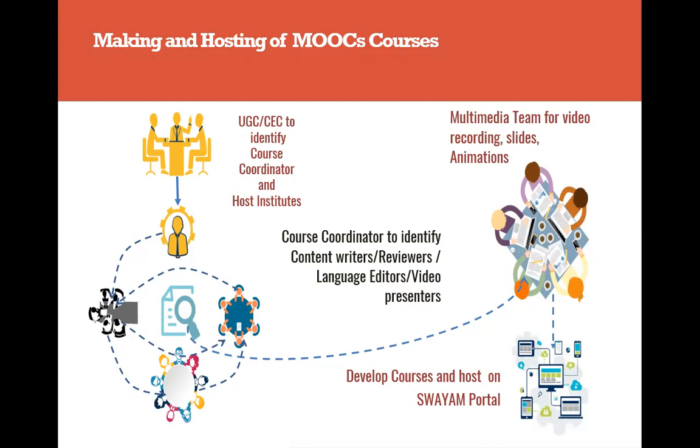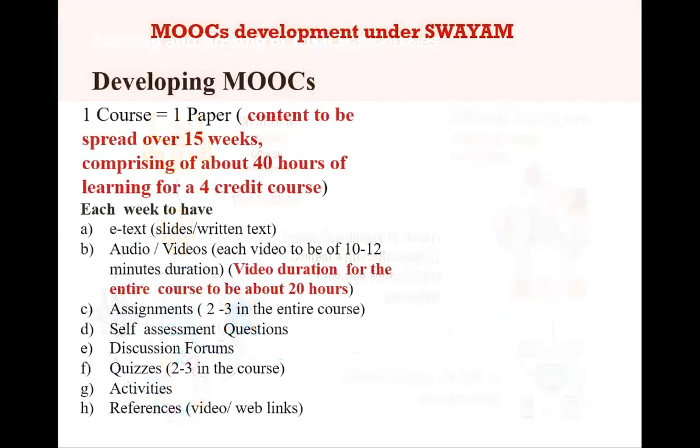Whenever you are free, go to the UGC MOOCs site and download this; there you will get all these details. Then, for one paper you are developing, it is spread over 15 weeks. Usually they call it 12 to 15 weeks. They give a range: either a maximum of 15 weeks or a minimum of 12 weeks.